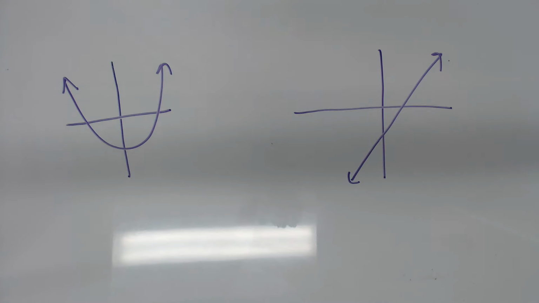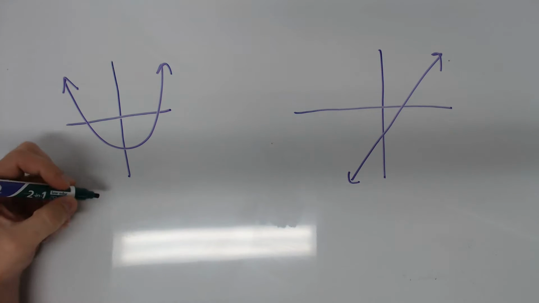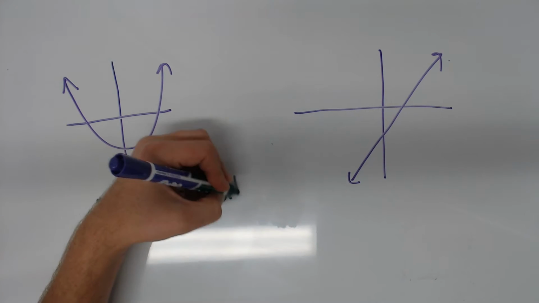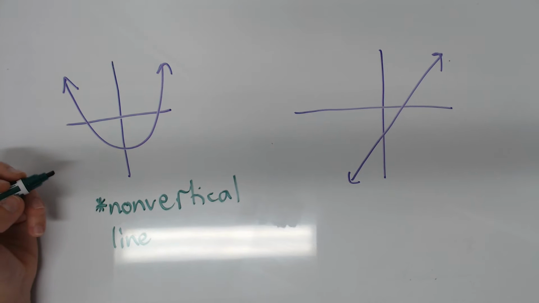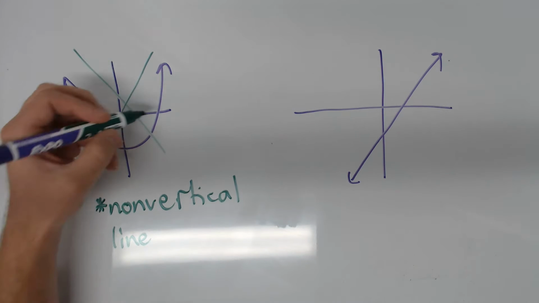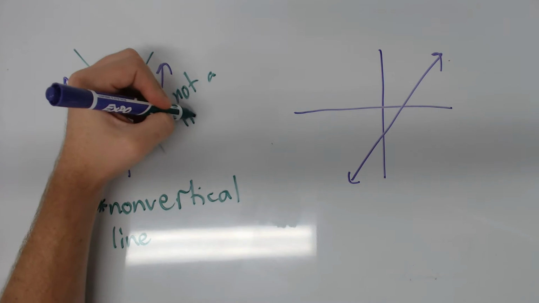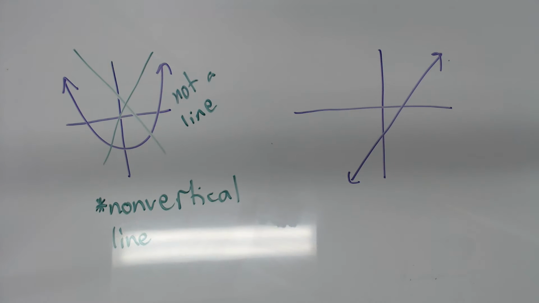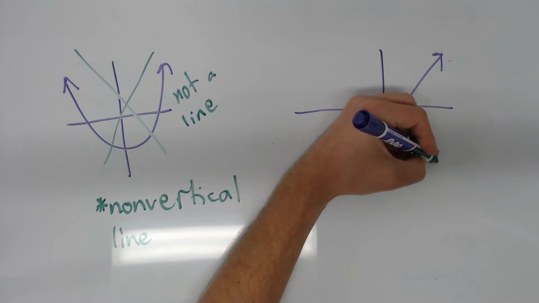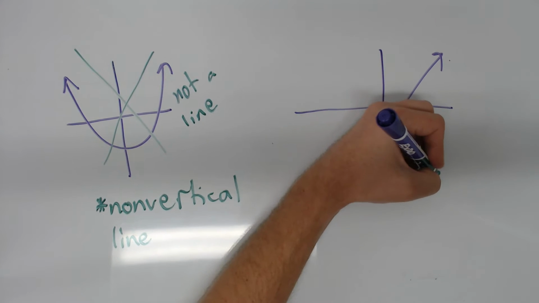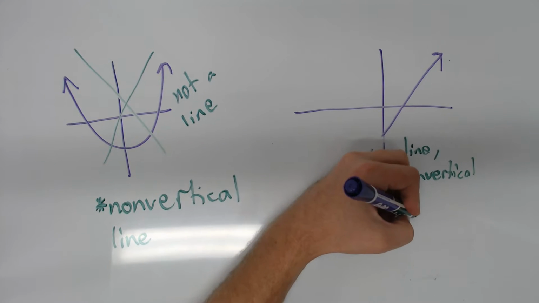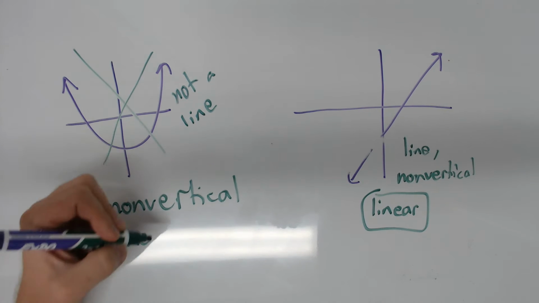So when identifying linear functions from a graph, it has to be a non-vertical line. All right. So this one does not work because it's not a line. It's not straight, so it's not a line. This one does work because it is a line and it's also not vertical. It's a non-vertical line. So this one is linear. And this one is not linear.